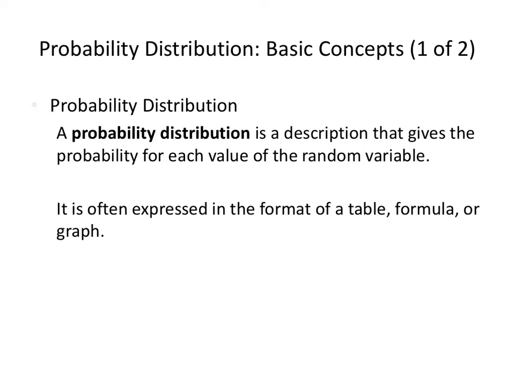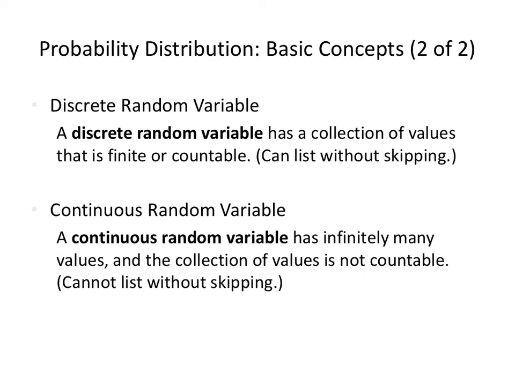A probability distribution is a description that gives the probability for each value of the random variable. It is often expressed in the format of a table, formula, or a graph. Discrete random variables have a collection of values that is finite or countable, so we can list these without skipping. A continuous random variable has infinitely many values, and the collection of values is not countable, so we cannot list without skipping.